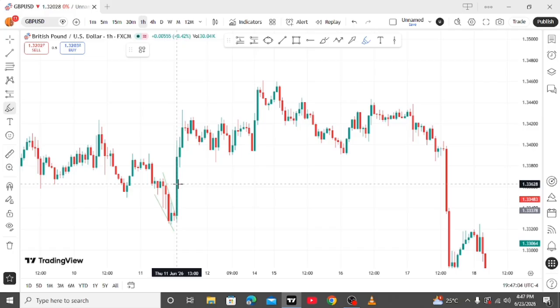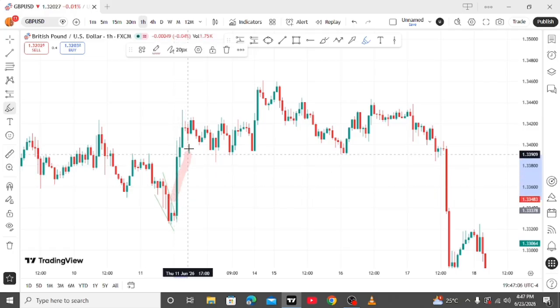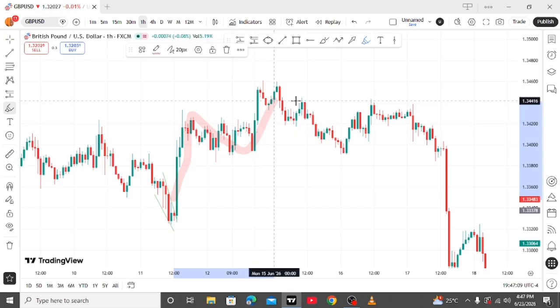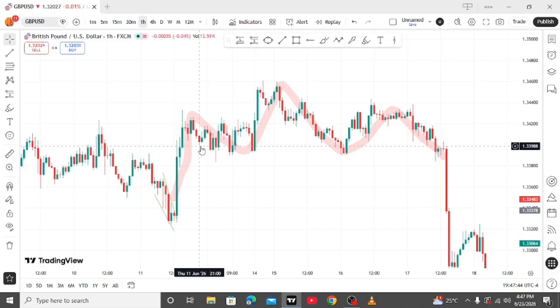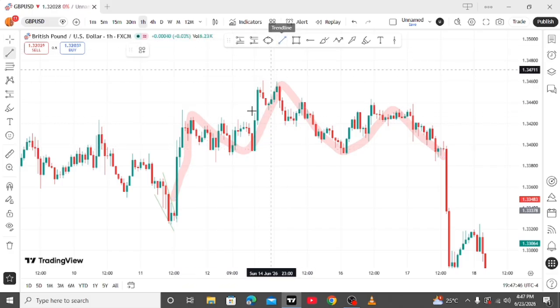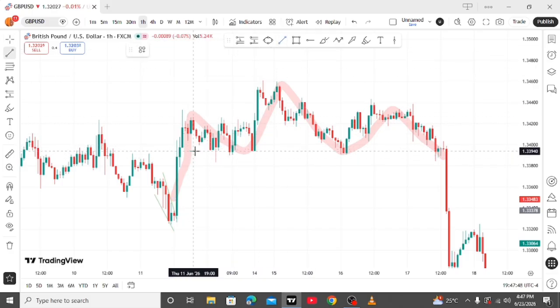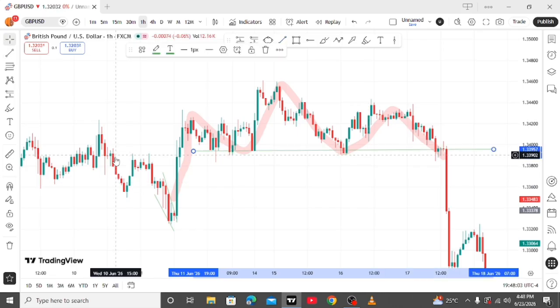As you can see right here, we have a head and shoulder. So the market goes up, there's a right shoulder, and there's a head, and this is the left shoulder. So this is your neckline. You can mark out your trend line. As you can see, this is your neckline. So this is the neckline.